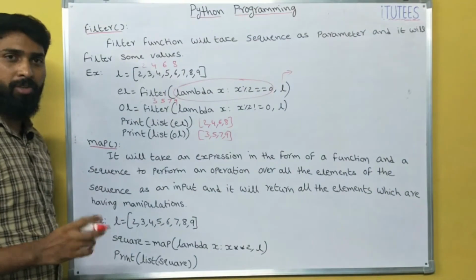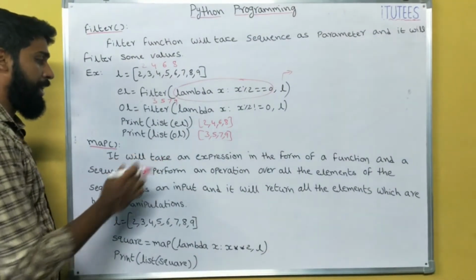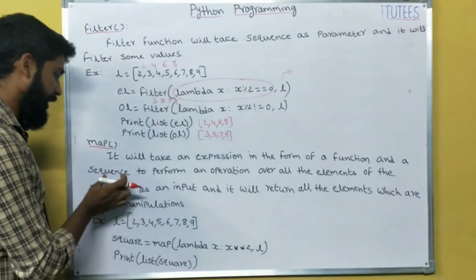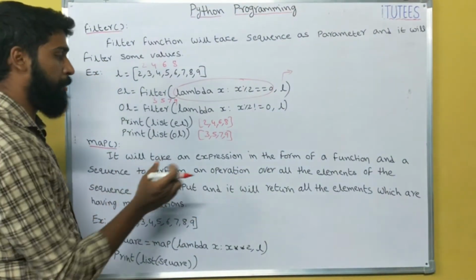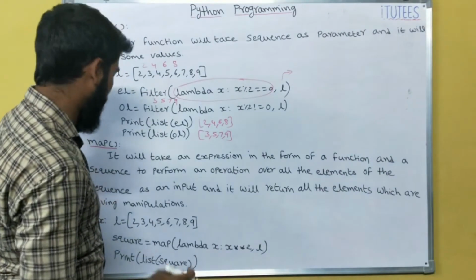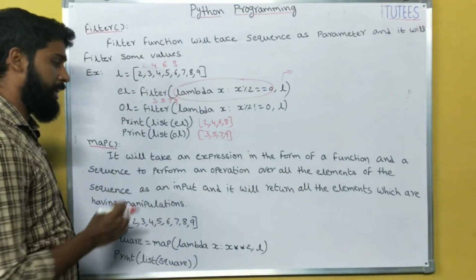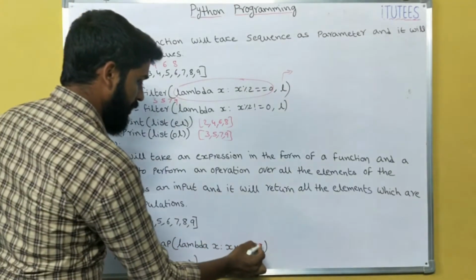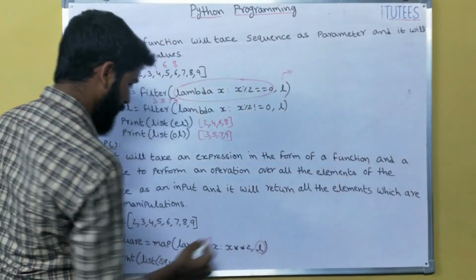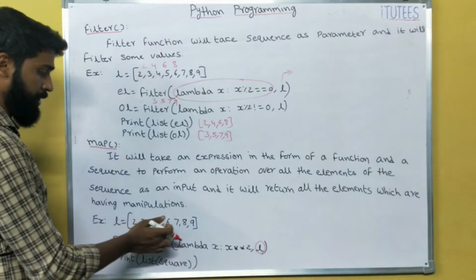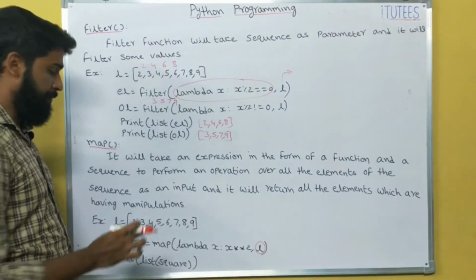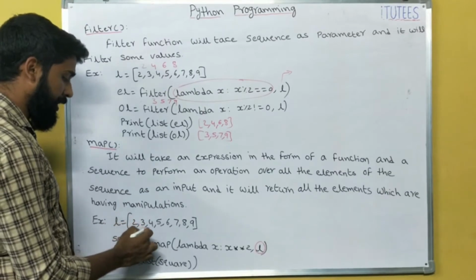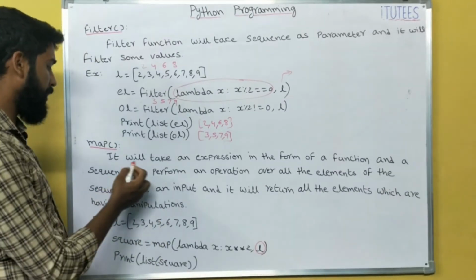Now the map function. So what is a map function? It will take an expression in the form of a function and a sequence to perform an operation over all the elements of the sequence as input. So this is the map function here. This is the sequence. What is the sequence? 2, 3, 4, 5, 6, 7, 8, 9 is the sequence. Now I am going to apply one function on each element in the list. So that is the definition.